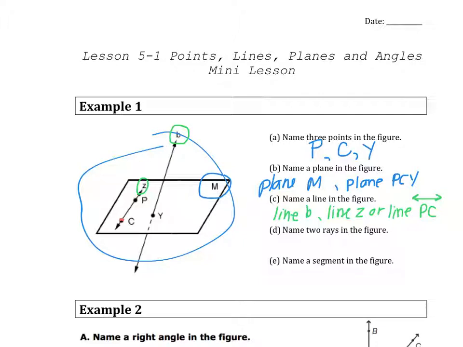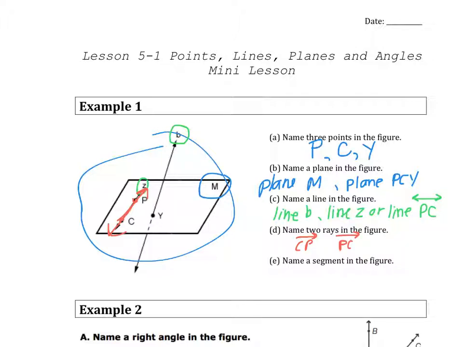Rays are directional. So you can actually get 2 rays out of this same line, because one ray would be CP, the point C going through P, and then the other direction, P through C, which would be PC. Notice above I put the little markings for a ray, which is just one-sided arrow.